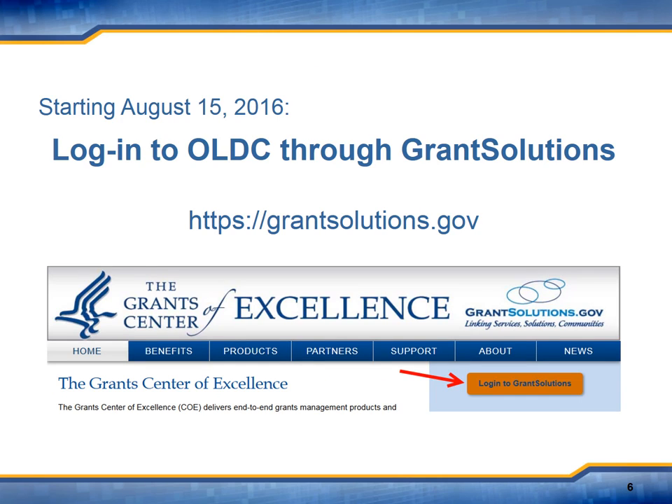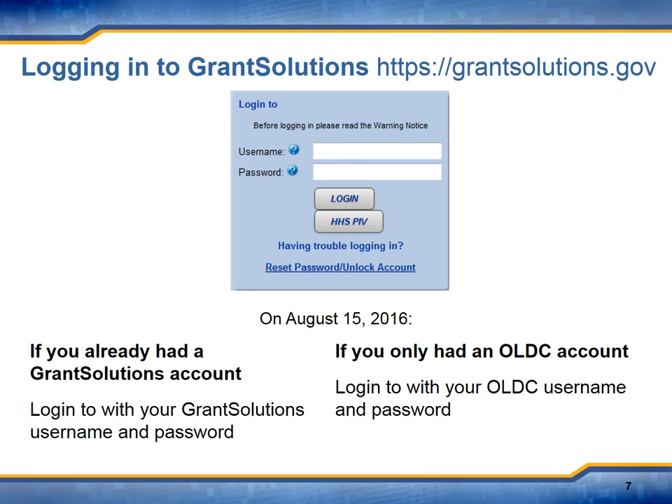The majority of AFI grantees were given OLDC accounts in July 2016. However, the Grant Center of Excellence instituted changes to streamline accounts, and now all users will log into OLDC through Grant Solutions. To log in, users should go to grantsolutions.gov and click on the Login to Grant Solutions button. After you click on the button, a screen with a login box will appear. The following is very important.